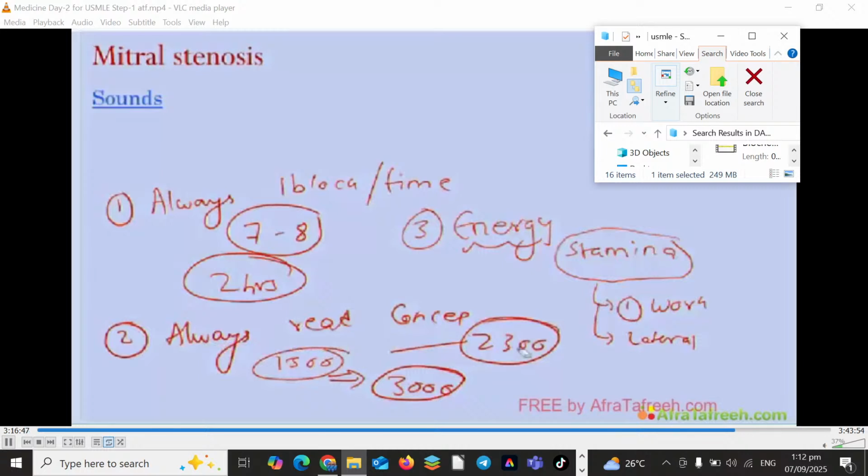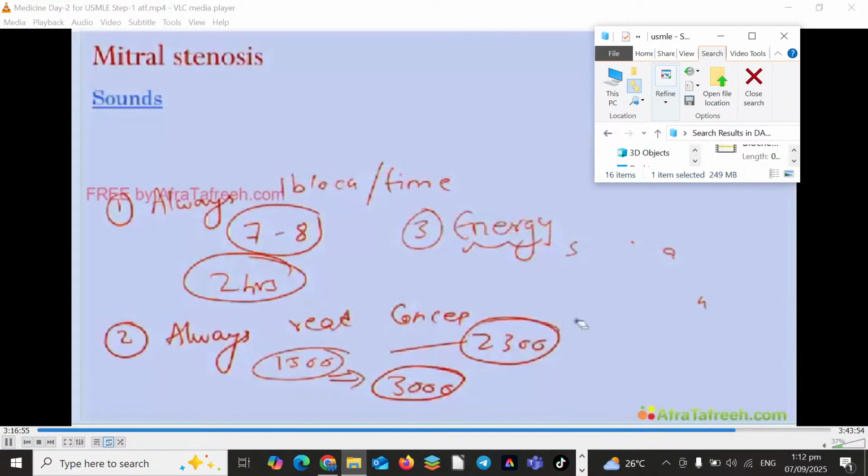Do you have any other related question you want me to answer before I go on to mitral stenosis, related to what we are talking about right now? Should I move ahead? Okay.